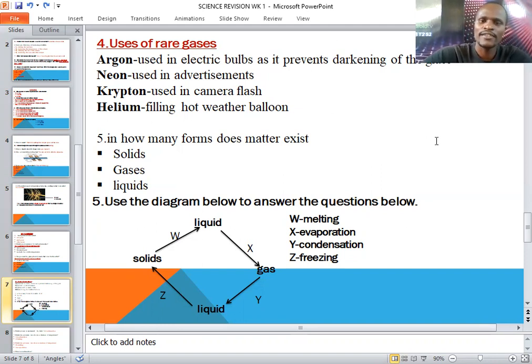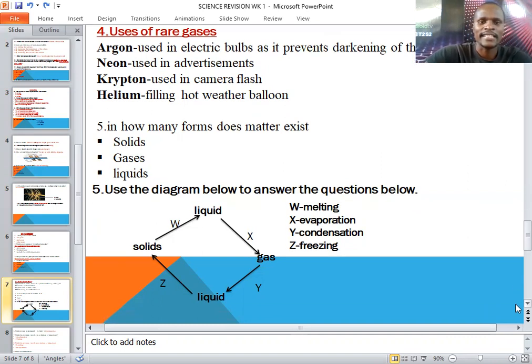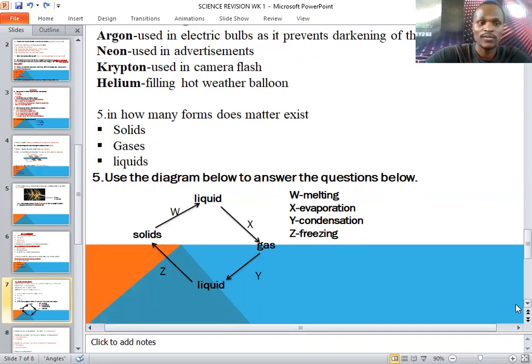Number 5, very, very fast. In how many forms does matter exist? I think we have answered this. We had answered this before. We said that matter exists in 3 forms. We have solids, gases, and liquids. So here you are supposed to write 3 forms and just leave it like that.